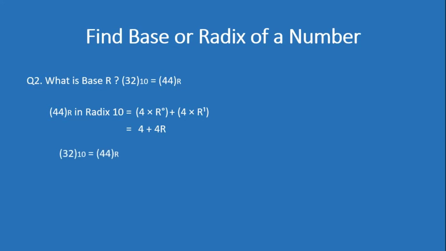Then we will write the relation again. 32 base 10 equal to 44 in base r, and we will put the value of those numbers in radix 10. So in place of 32 base 10, it will be equal to 32. And in place of 44 base r, we will put the value 4 plus 4r. So 32 equal to 4 plus 4r.